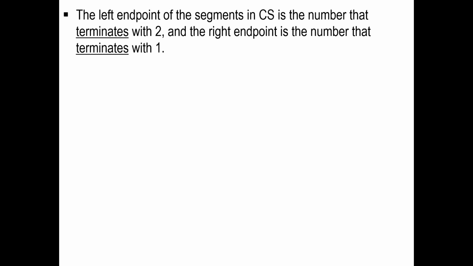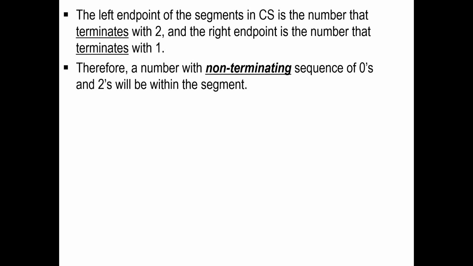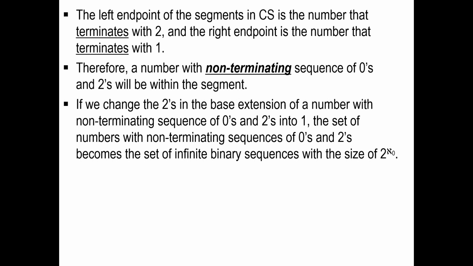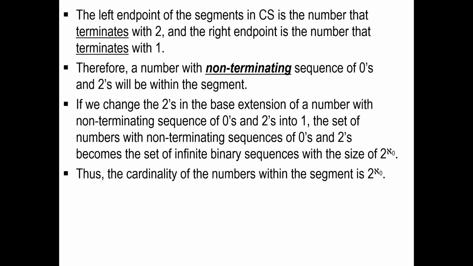Therefore, a number with a non-terminating sequence of zeros and twos will be within the segment. If we change the twos in the base extension of a number with a non-terminating sequence of zeros and twos into 1, the set of the numbers with non-terminating sequences of zeros and twos becomes the set of infinite binary sequences with a size of 2 to the power aleph null. Thus, the cardinality of the numbers within the segment is 2 to the power aleph null.